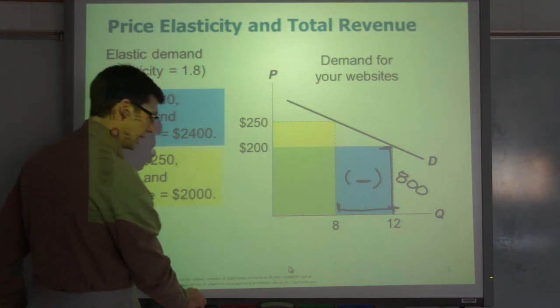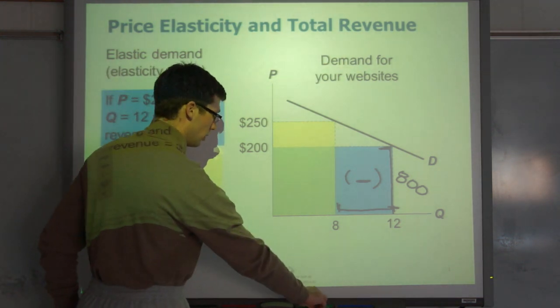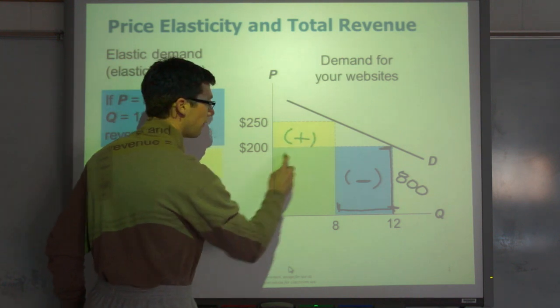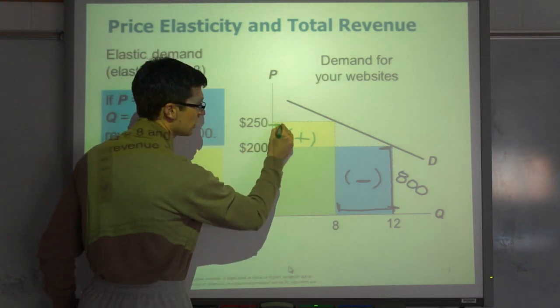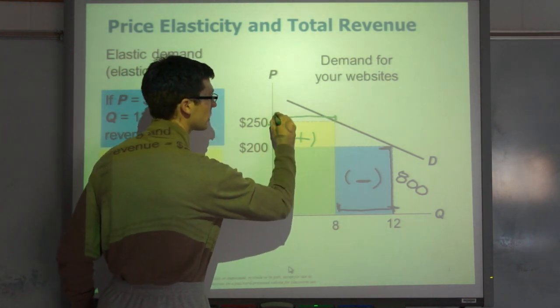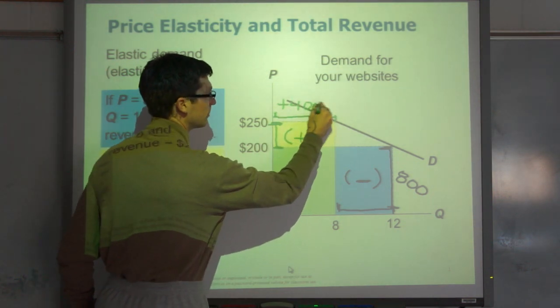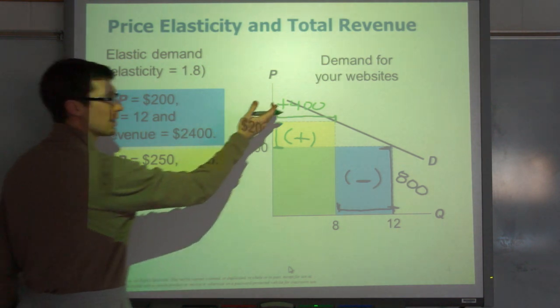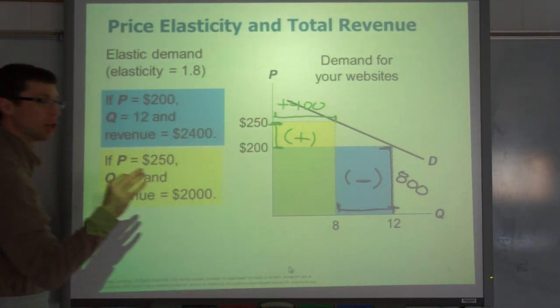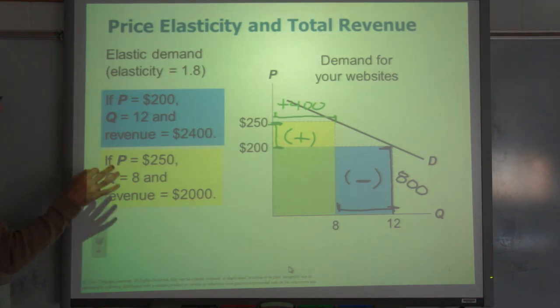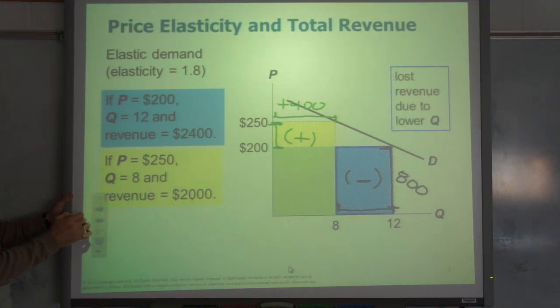Remember though that we gain something. Up here we gain $50 extra for each unit we still sell. $50, we have 8 units, that's a positive 400. But a positive 400 is outweighed by a negative 800. The total effect is negative to the tune of $400.